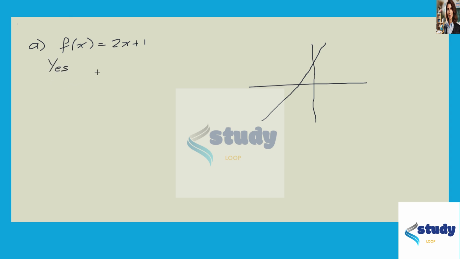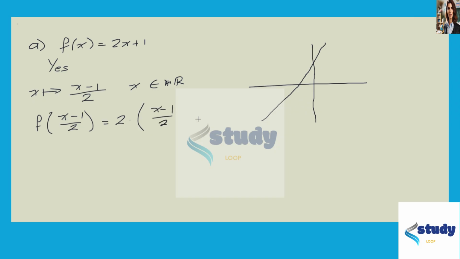To formally prove that it's a bijection, though, let's take the transformation x maps to (x minus 1) divided by 2, where x can be any real number. Then we'll see what happens when we put this into our function. So f of (x minus 1)/2 will be 2 times (x minus 1)/2, plus 1. This is x minus 1 plus 1, so this is just x. So since x is any real number, it follows that this is a bijection.